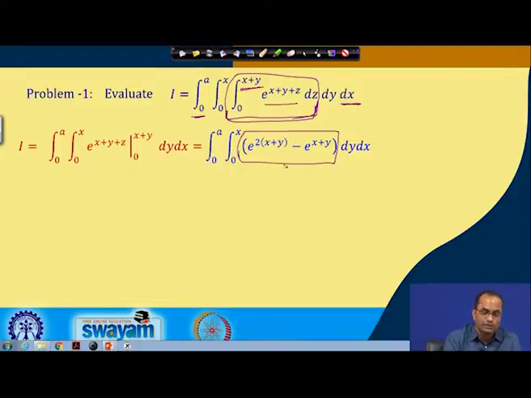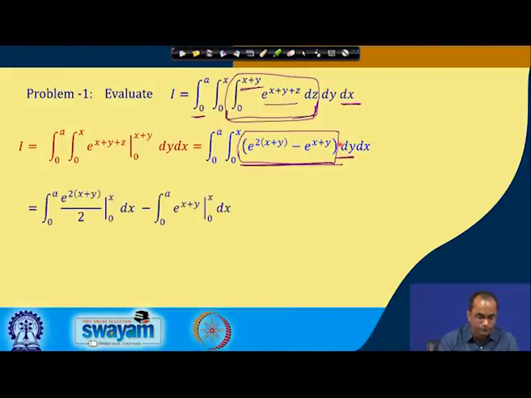When we get this function of x and y, we can integrate now with respect to y. So the integral of e power 2 times x plus y, now we have the 2 here, so the 2 will go to the denominator, with the limits 0 to y, and the outer integral dx from 0 to a, minus the integral of e power x plus y, which is again e power x plus y, with the limits of the inner integral 0 to x.